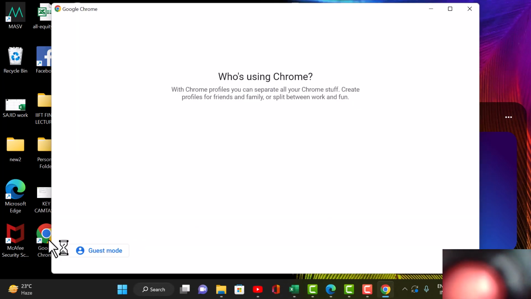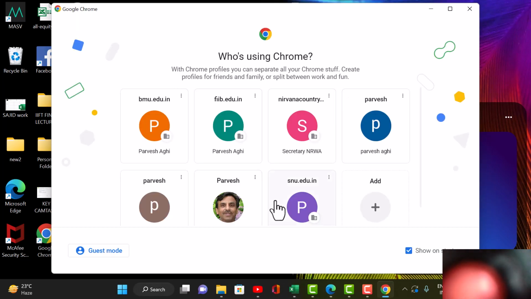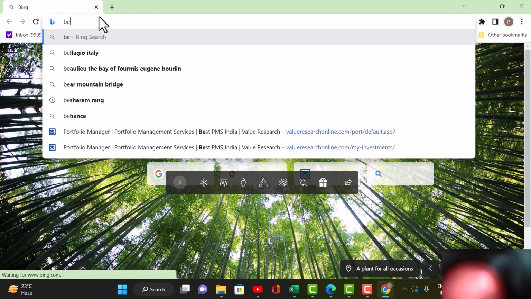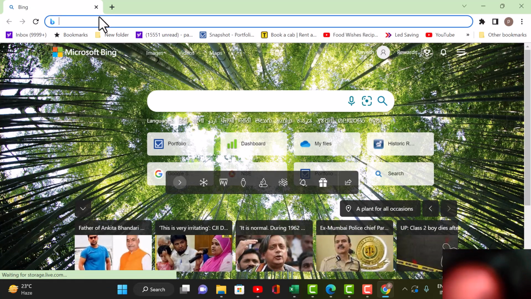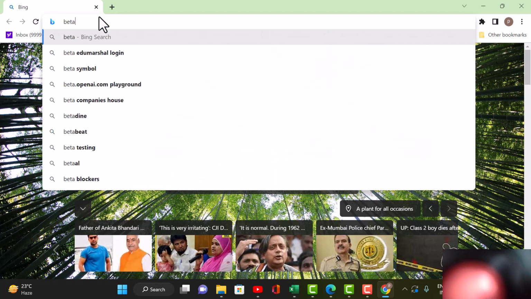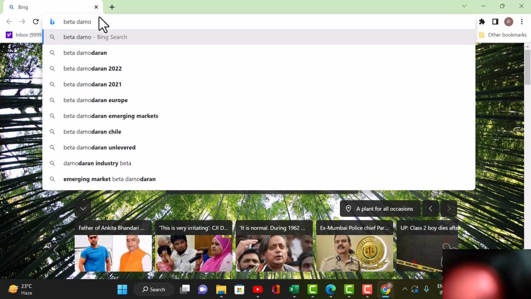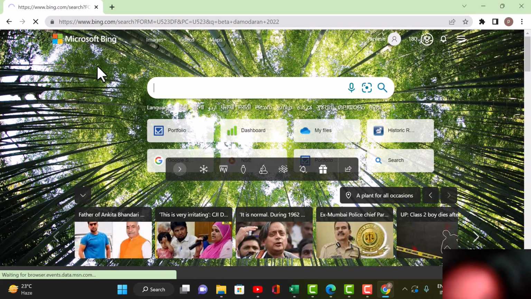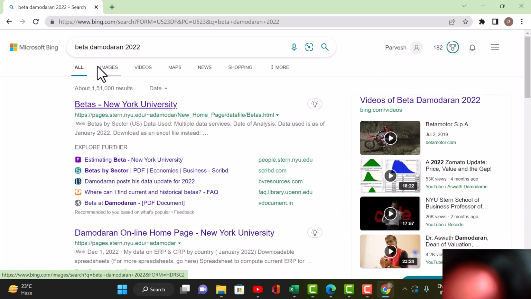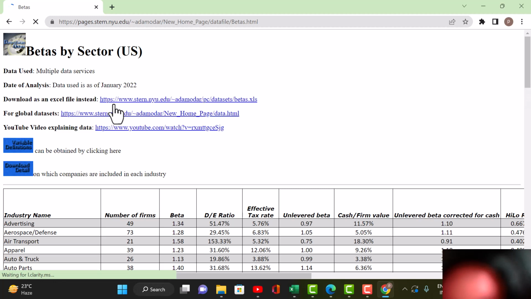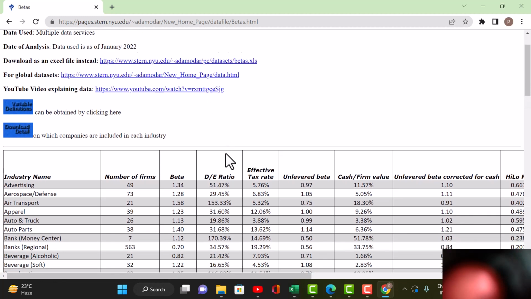Suppose this company is not listed and we cannot calculate the beta. So we must know the beta. Beta, Damodaran. There is a valuation expert called Damodaran. He publishes the beta of all the companies in the world, particularly US companies. So we have some numbers with us.